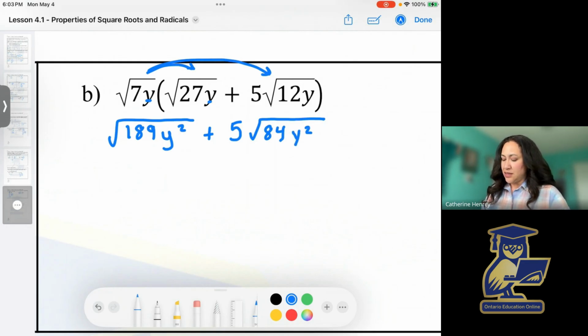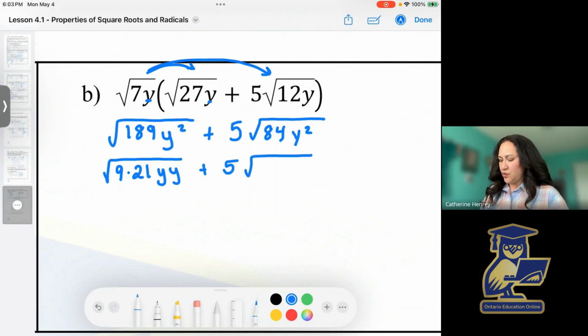Start to split this into some perfect square numbers. 189 can be split into 9 and 21. And then we have 2 y's, plus 5. 84 can be split into 4 and 21. And then we have 2 y's. And we can take the square root of 9. That's going to be 3. We cannot take the square root of 21.